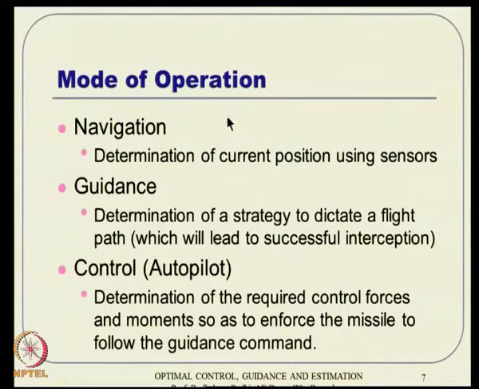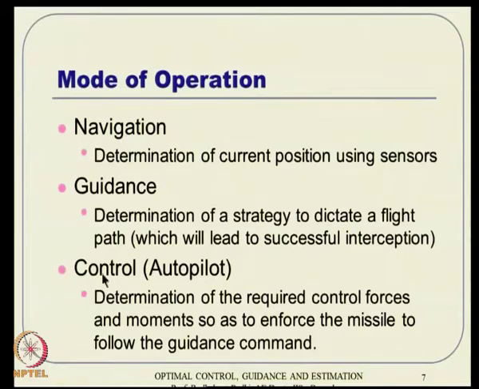After you know all that from the navigation system, the next task is guidance, which is nothing but determination of a strategy to dictate a flight path. In other words, we have an objective to meet, going from point A to point B. The guidance system will come up with a strategy to dictate a flight path. The aim of that flight path is to lead the vehicle to a successful interception. So, navigation followed by guidance is what largely we will talk about in this lecture.